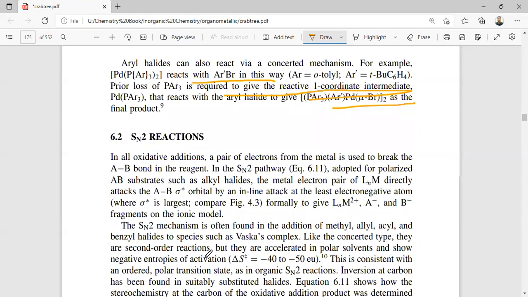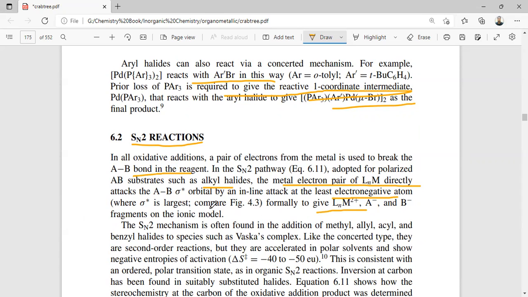So next we will discuss another type of oxidative addition, which is the SN2 reaction. So in all oxidative addition, a pair of electrons from the metal is used to break the A-B bond in the reagent. So in the SN2 pathway, adopted for polarized A-B substrates such as alkyl halides, the metal electron pair of the LnM directly attacks the A-B sigma star orbital by an inline attack at the least electronegative atom, formally giving LnM2+ and A- and B- fragments in the ionic model.